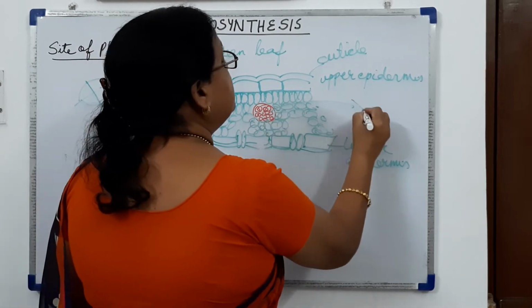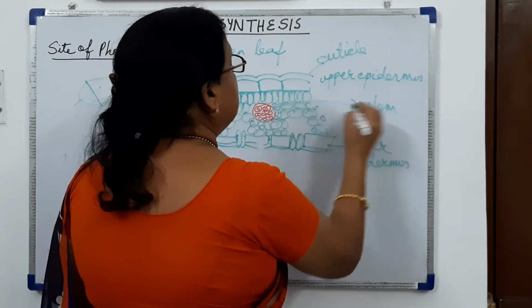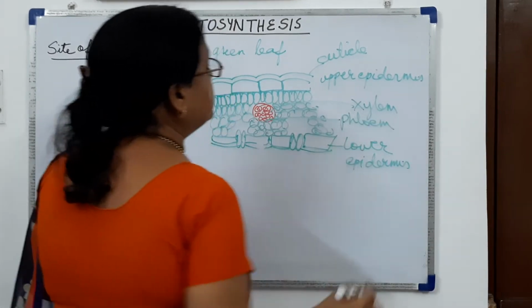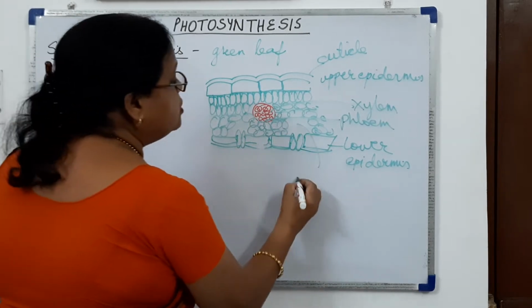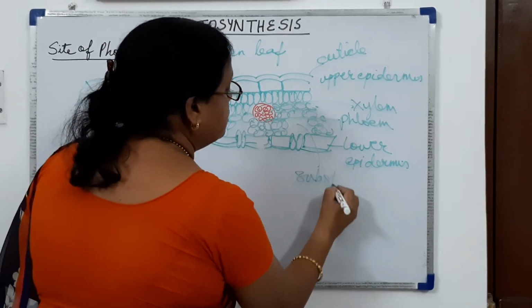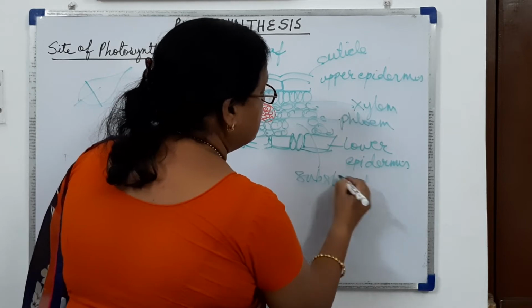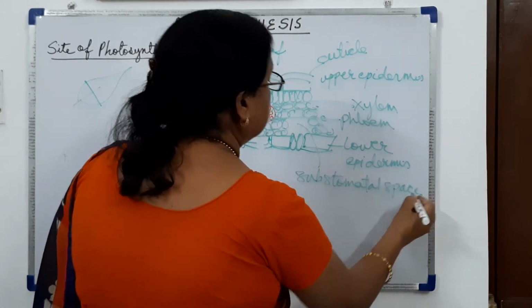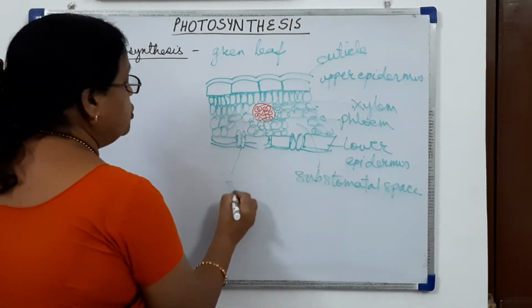So this will be the lower epidermis. This is the xylem and the phloem. This is the substomatal space. And these are the stomata.